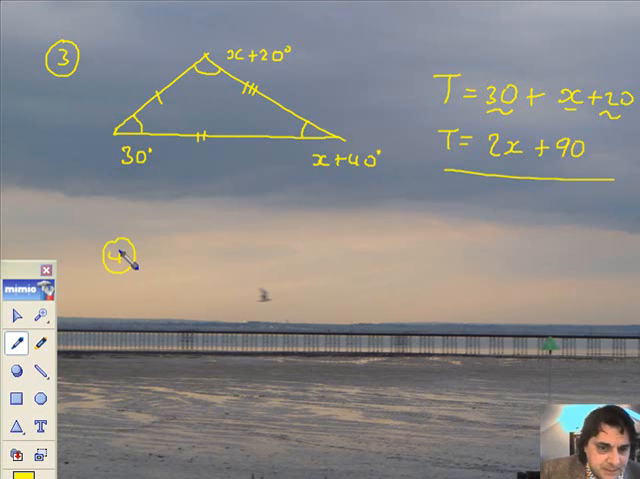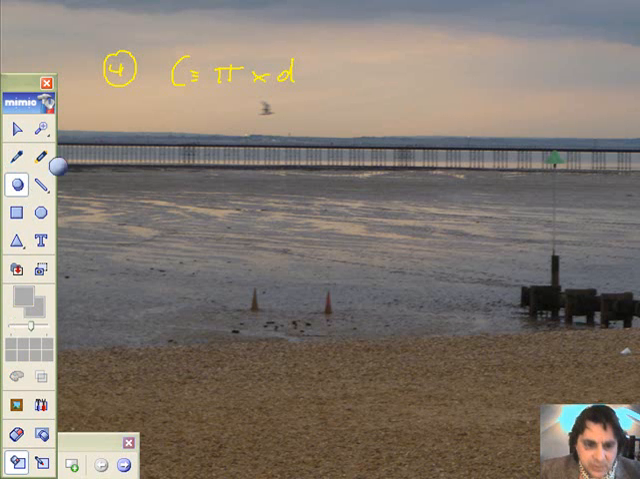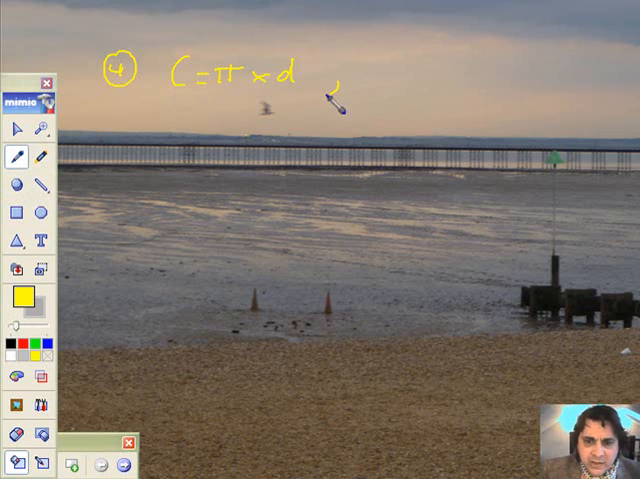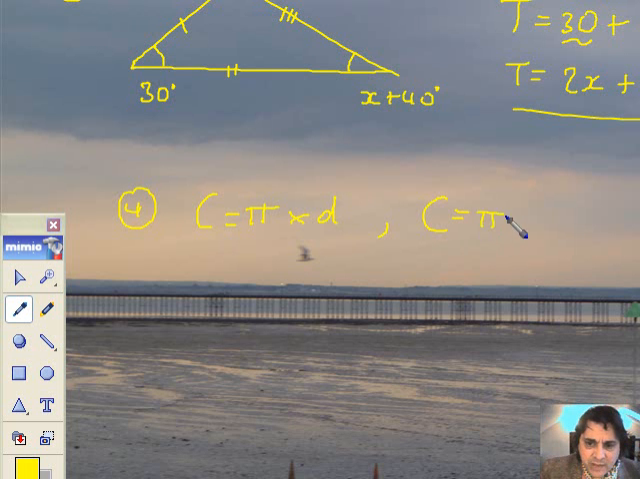Question 4 says, write a formula using symbols for this word formula: multiply pi by the diameter. So it's pi times d, to find the circumference of a circle. So circumference equals pi times diameter, therefore, better still, c equals pi d. Remember, this is algebra, you don't need to put the times there, just pi d is fine.